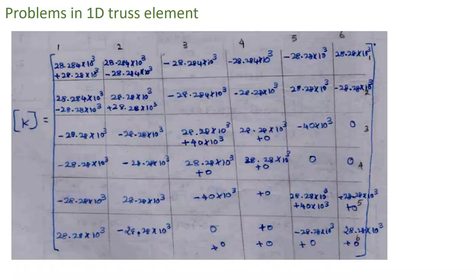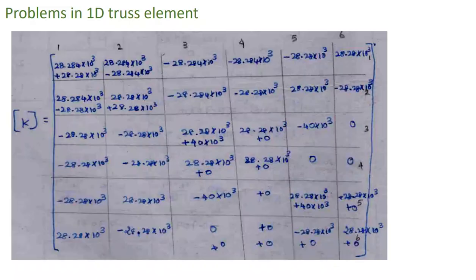So for (1,1): 28.284 into 10 to the power 3, and then 28.28 into 10 to the power 3. Then (1,2): 28.28 into 10 to the power 3, minus 28.28 into 10 to the power 3. Then (1,3): minus 28.28 into 10 to the power 3. (1,4): minus 28.28 into 10 to the power 3. (1,5): minus 28.28 into 10 to the power 3. (1,6): 28.28 into 10 to the power 3.